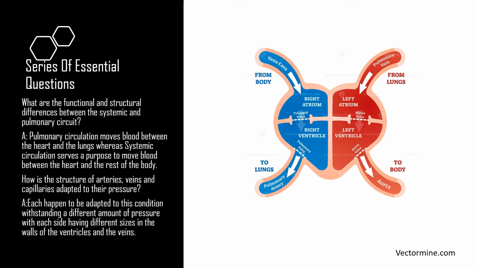We're going to continue with another series of essential questions on this topic. For the first question: what are the functional and structural differences between the systemic and pulmonary circuits? The pulmonary circulation moves blood between the heart and the lungs, whereas systemic circulation moves blood between the heart and the rest of the body. How is the structure of arteries, veins, and capillaries adapted to their pressure? Each is adapted to withstand a different amount of pressure, with different sizes and walls of the ventricles and the veins.